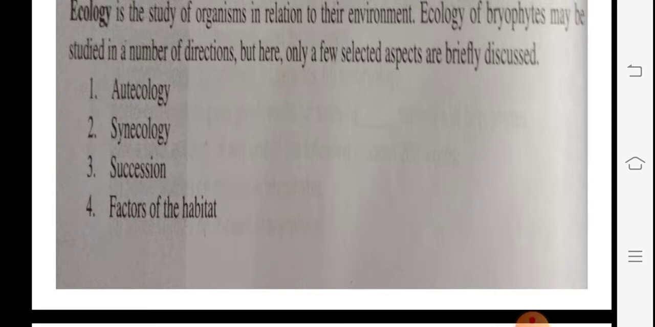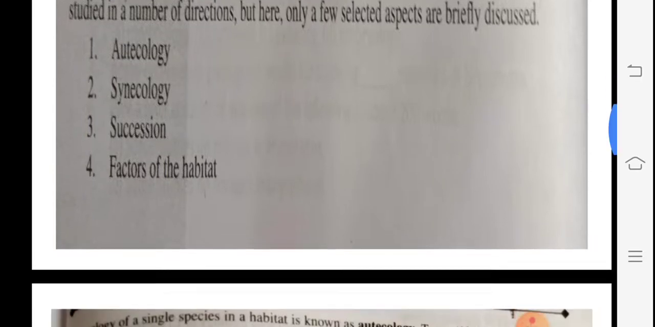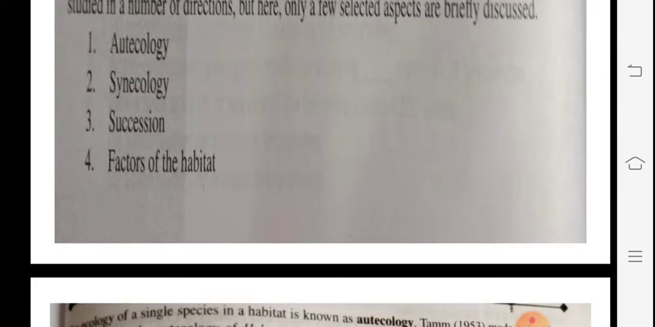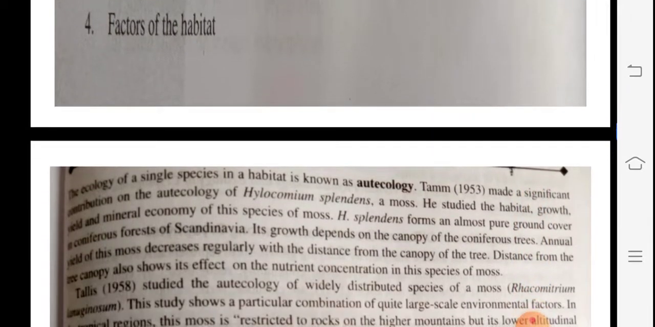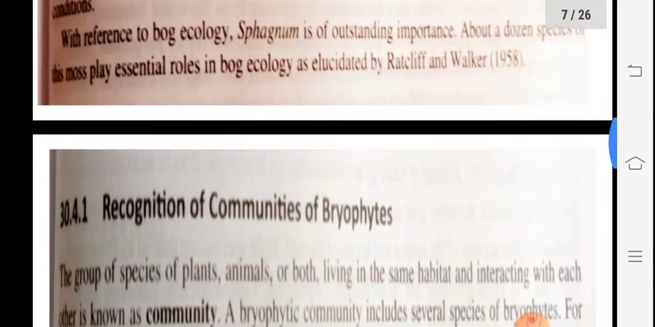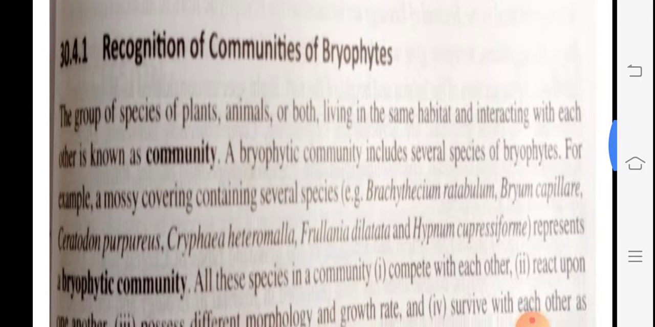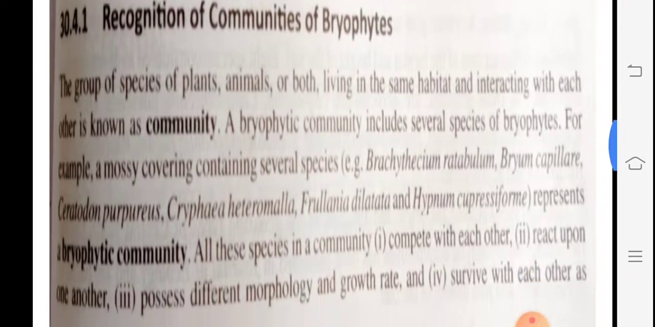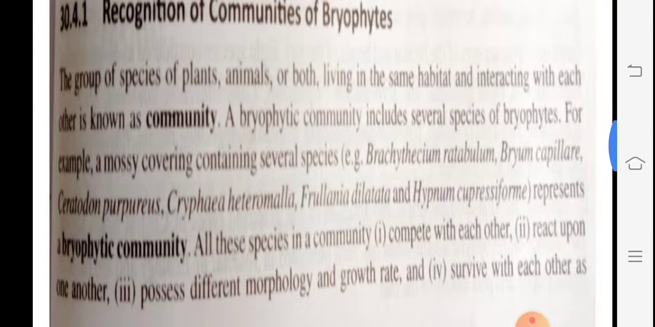Then succession: any bare area developing into vegetation is commonly called succession, due to certain environmental conditions and factors of the habitat, for example certain soil characters. Yesterday we saw a detailed discussion about this. The remaining part is the recognition of different communities we have seen. So several species of bryophytes grow together.